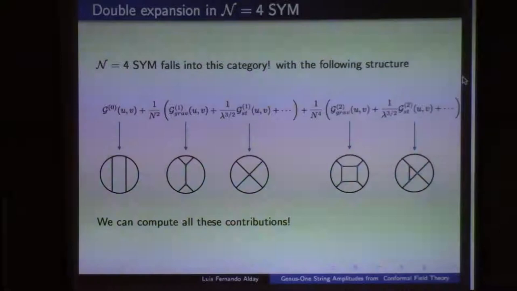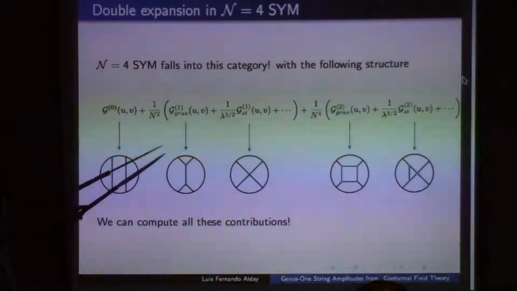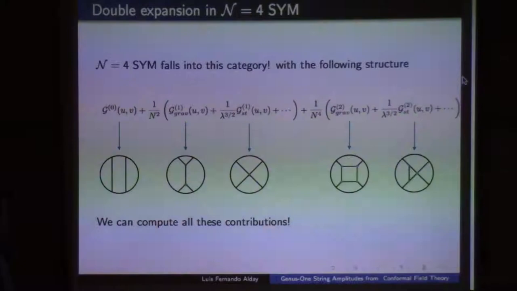And it turns out that N=4 super Yang-Mills falls exactly in this category. What happens for N=4 super Yang-Mills is that, at tree level, you get basically generalized free fields. At 1/N², you can furthermore do the 1/λ expansion. And the exchange diagram corresponds to the supergravity solution, to what people call the supergravity solution.